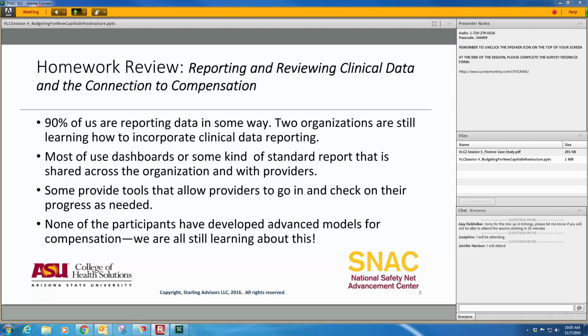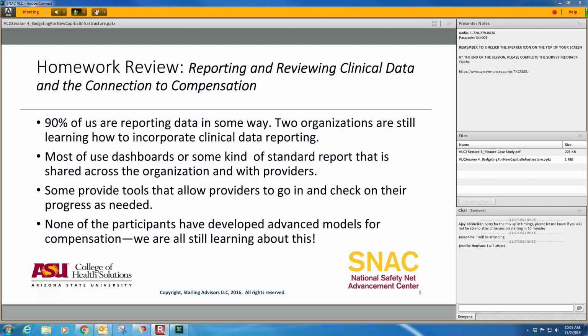We also ask you to talk about your ability to report and review clinical data and the connection it has to your providers or even your expanded care team's compensation. And the good news is most of you have the ability to report on these types of outcomes. Two organizations responded that they're still working on incorporating that into their processes. But I think everyone's understood the importance of accessing and using clinical data.